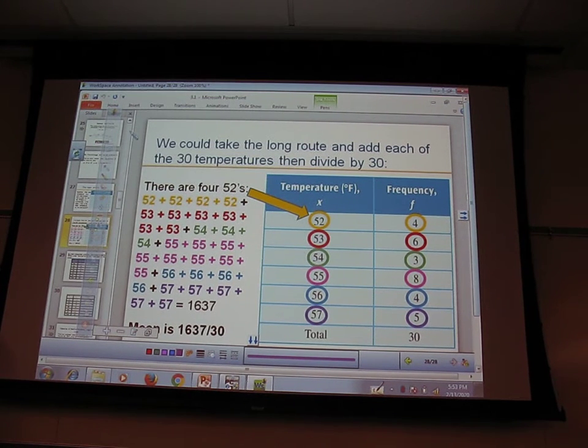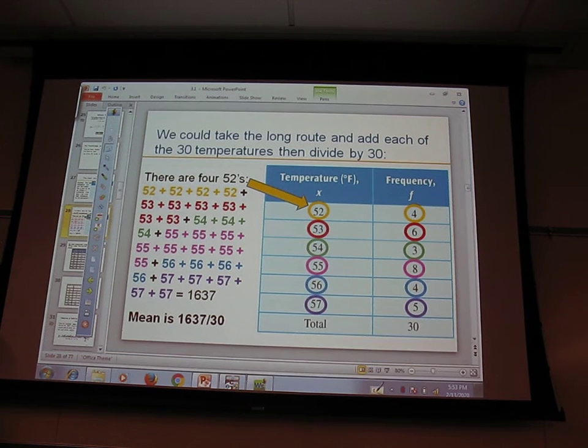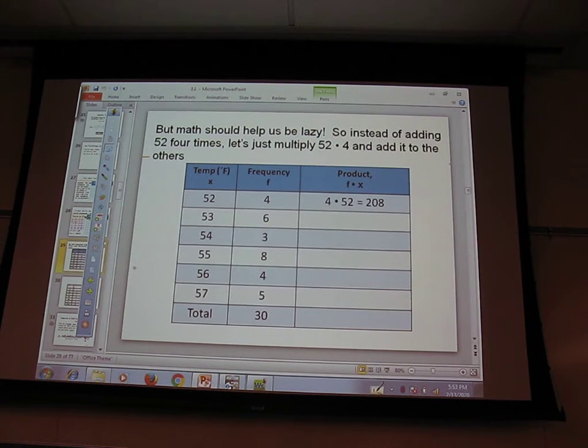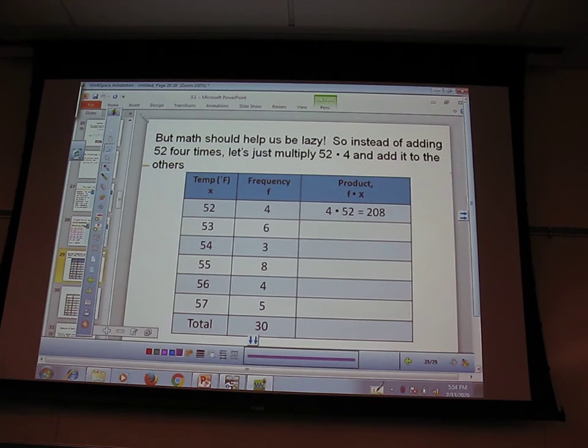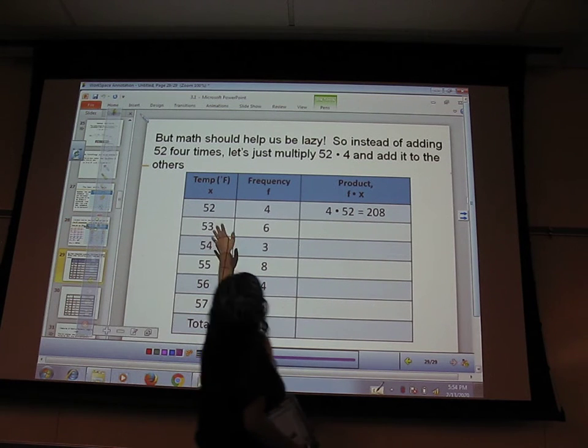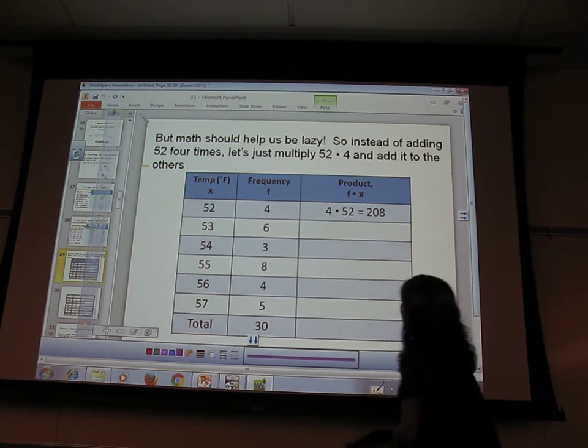However, the point of math is to help us be lazy. So instead of adding 52 4 times, we're just going to multiply 4 times 52, because that's the same thing as adding. That's where that comes from. Remember when you were a small child? 4 times 3 was basically adding 3 4 times. So instead of adding 52 4 times, we're just going to multiply them and add each of those.